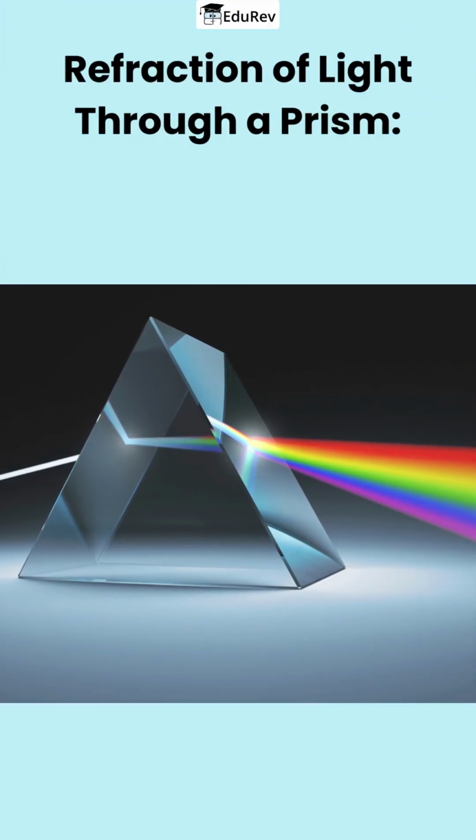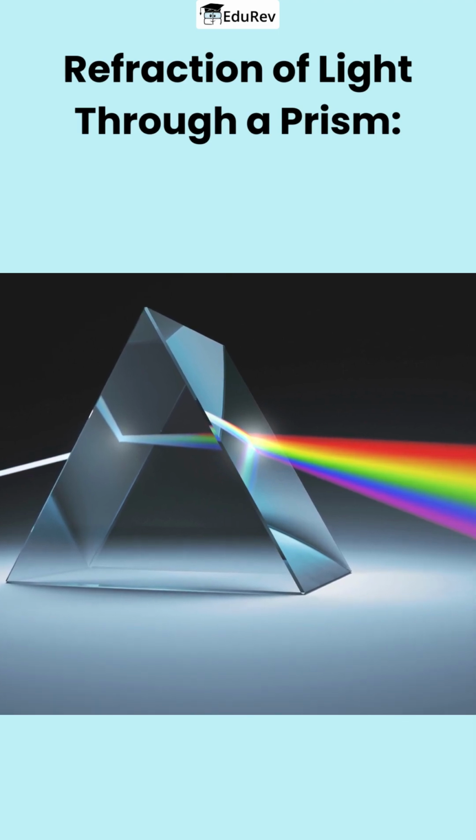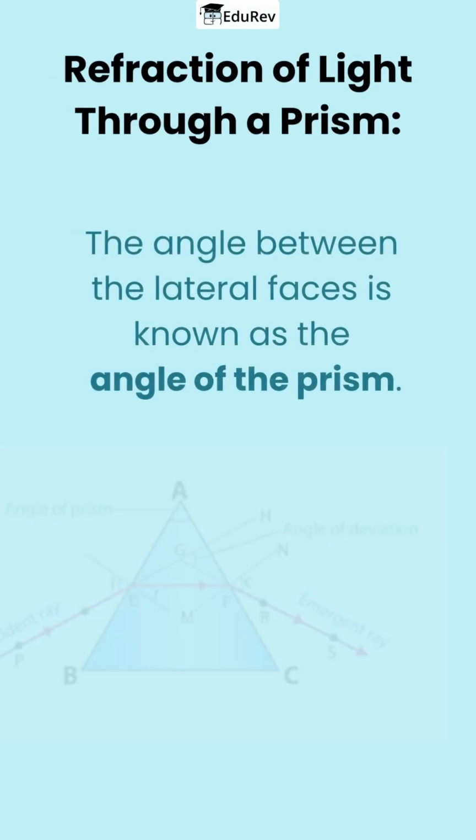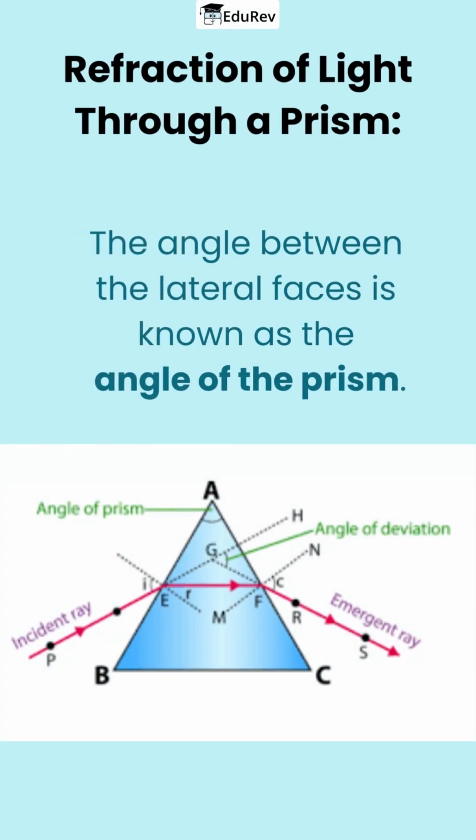Refraction of light through a prism. Prisms are transparent objects with two triangular bases and three rectangular lateral surfaces. The angle between the lateral faces is known as the angle of the prism.